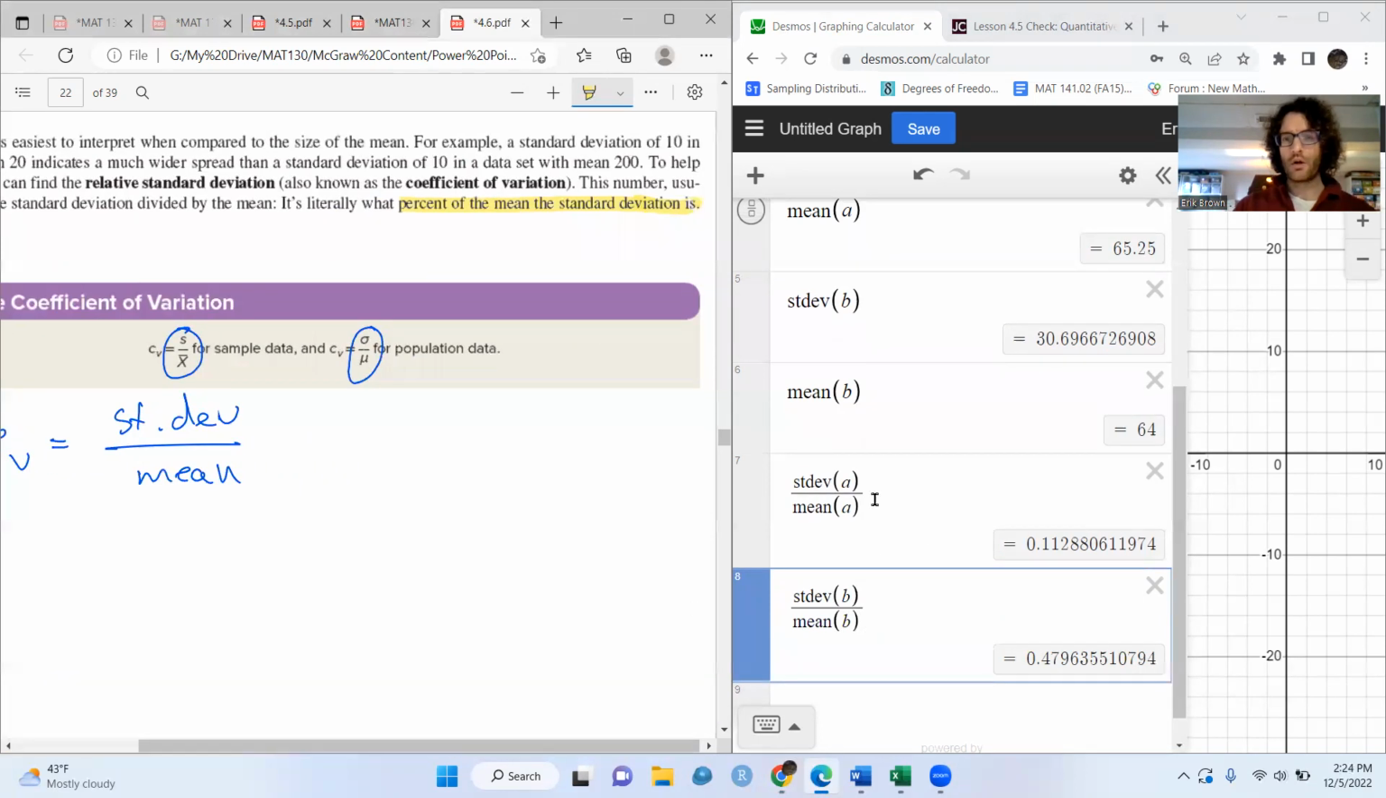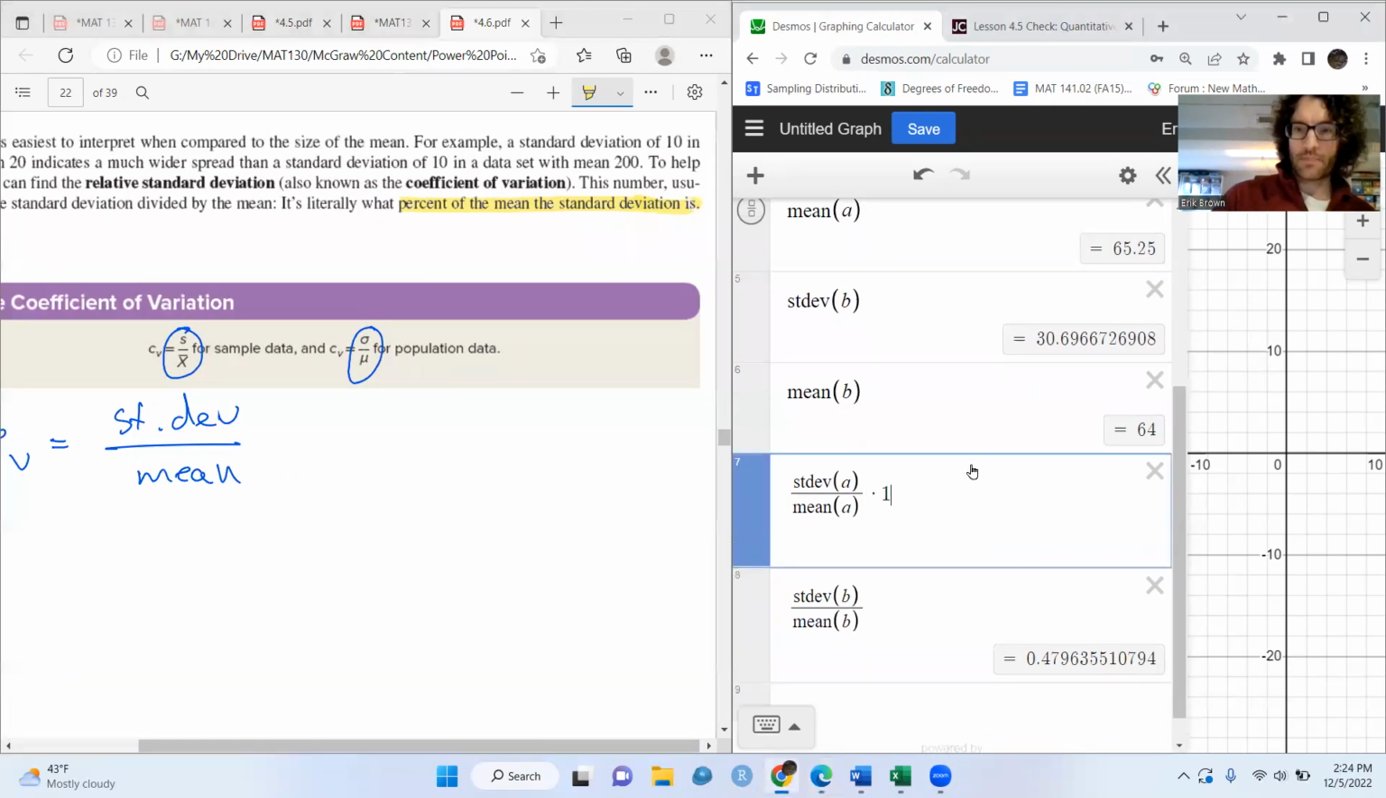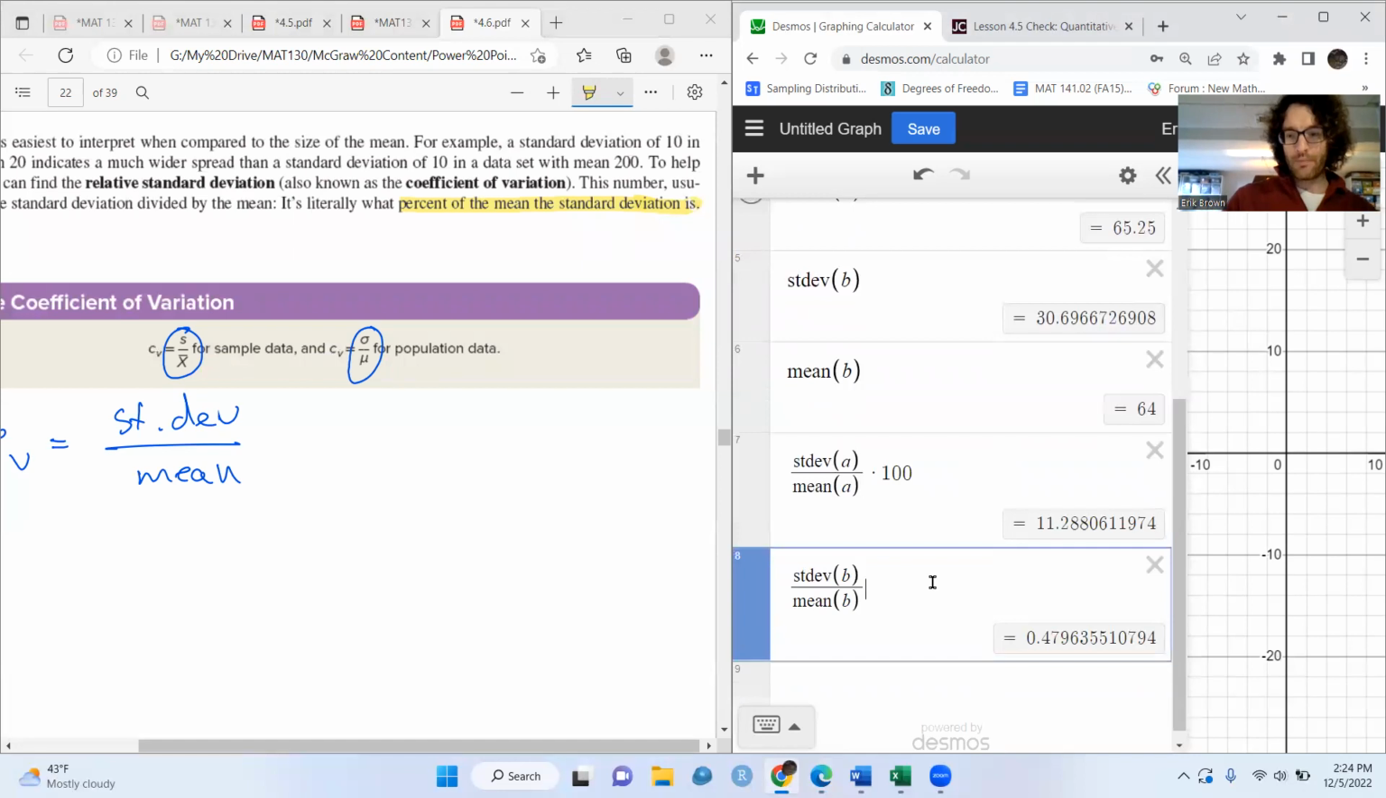Okay, so we can multiply this by 100, and we can say 11.28% of the mean is the standard deviation, and we can multiply this one by 100, and we could say 47.96% of the mean is standard deviation. The closer these values are to 1 or greater than 1, the more spread out these things are. So 47% is quite spread out. Even 11% is fairly spread out.